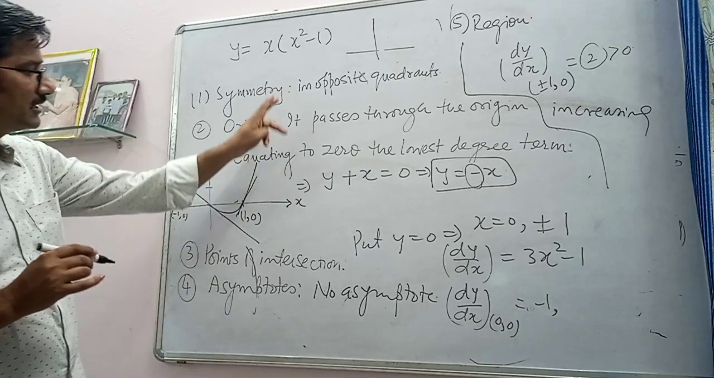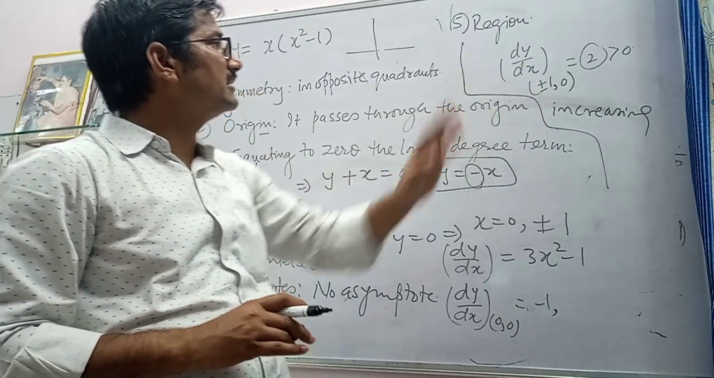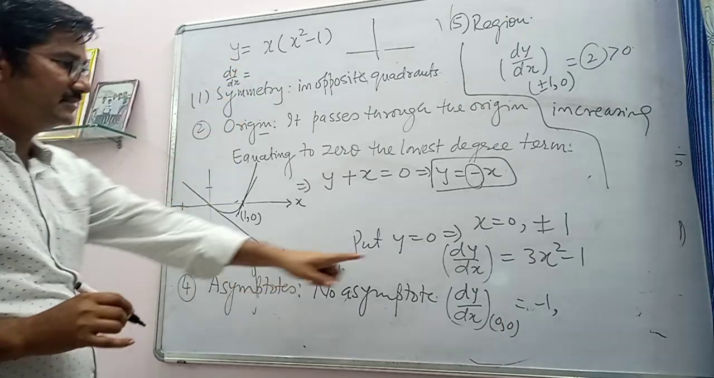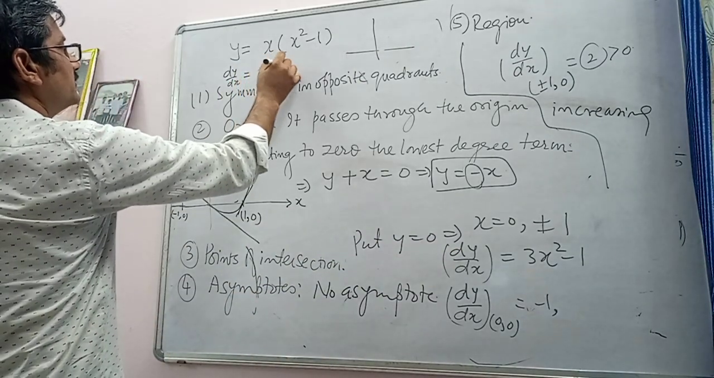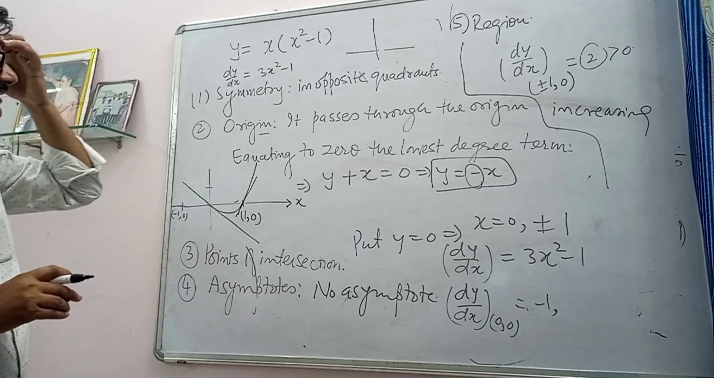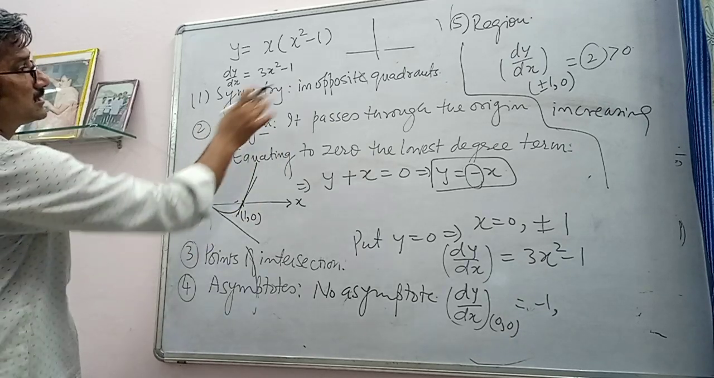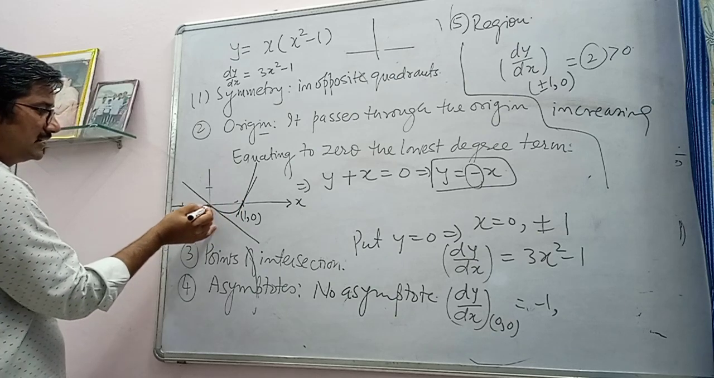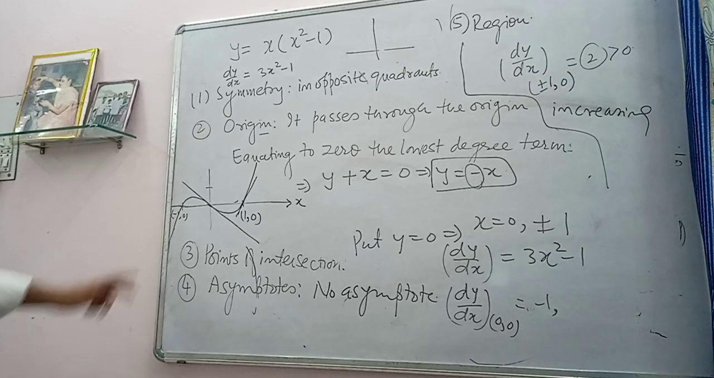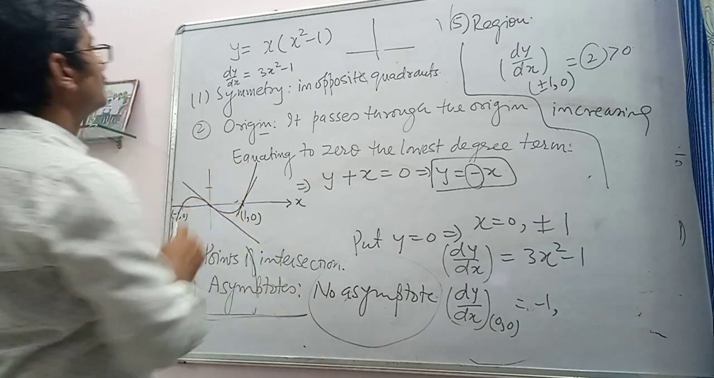Why are you moving in this direction? Because dy by dx here is 3x square minus 1. So if x is greater than 1, dy by dx is positive, means the curve is increasing. Okay. So using this symmetry in opposite quadrant, because it is a tangent, you can make the graph of the curve like this. As far as asymptotes are concerned, the curve has no asymptote.